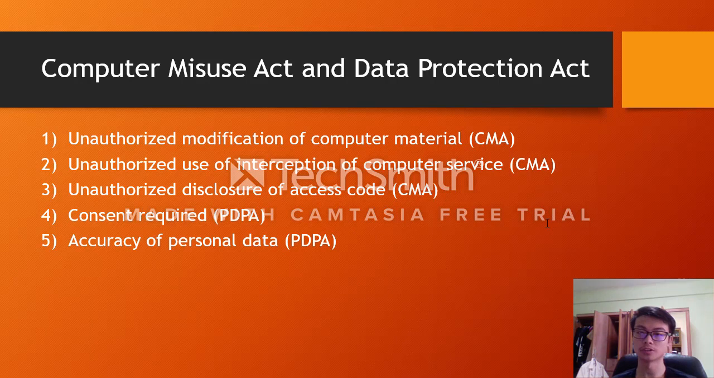For the different acts, there is unauthorized modification of computer material, which means maintaining accuracy of data, and unauthorized use or interception of computer service, to prevent any disruption of services. There is the unauthorized disclosure of access code, which means revealing confidential information and data of the company. There is consent required for the Personal Data Protection Act, which means that permission is required to use, disclose, or modify any personal data. And last but not least, there is accuracy of personal data, which means that any information should be up to date in cases of activities that require this information.